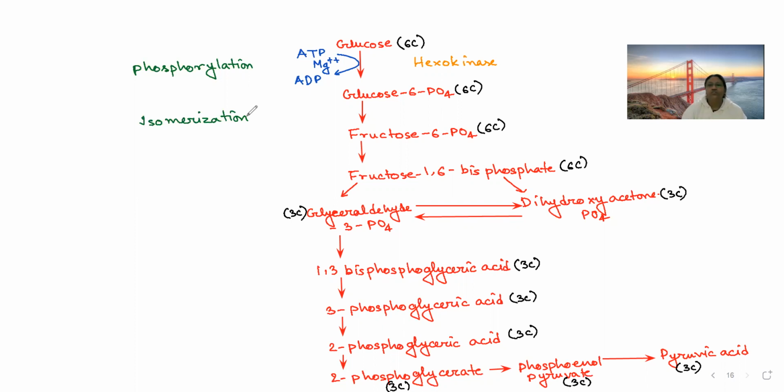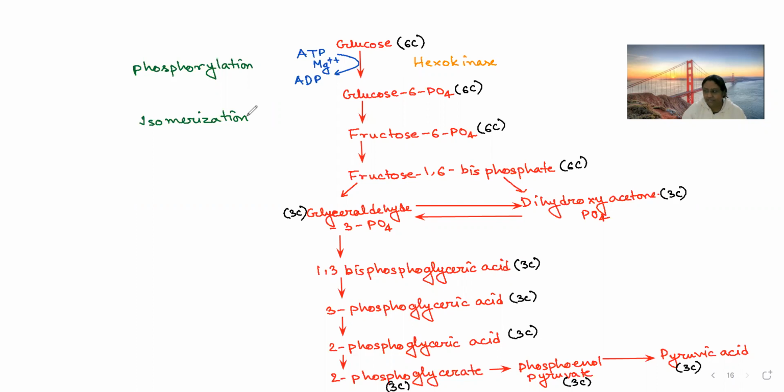C6H12O6, sorry. So what is the difference between glucose and fructose? Anyone? Functional group. In glucose it is aldehyde. In fructose it is ketone. So obviously only the change in functional group will take place.